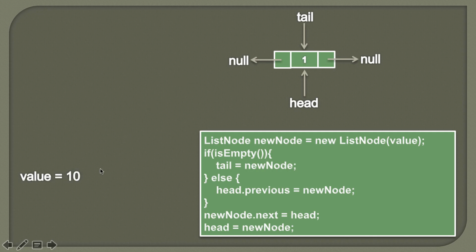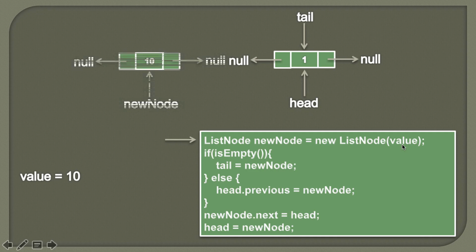Now let's say we want to insert a node having a value 10 into a doubly linked list having the first node as 1. Here first we'll create a new list node having the value 10. This would look something like this: new node points to a list node having the data as 10. Now we'll check whether the doubly linked list is empty or not. Currently it's not empty because head and tail are pointing to the list node having data as 1. Therefore the condition in the if block comes out to be false and the else part will be executed.